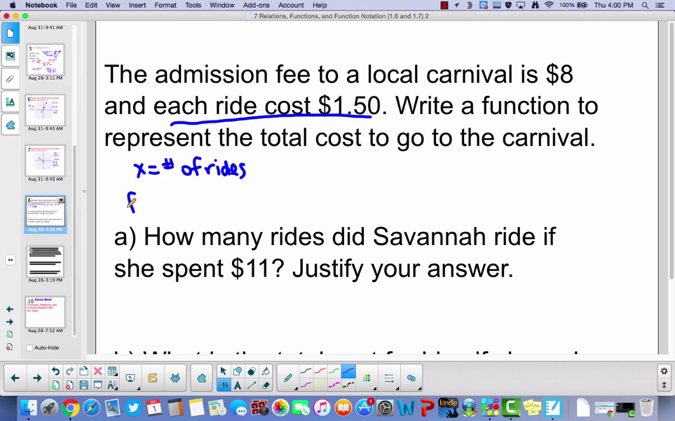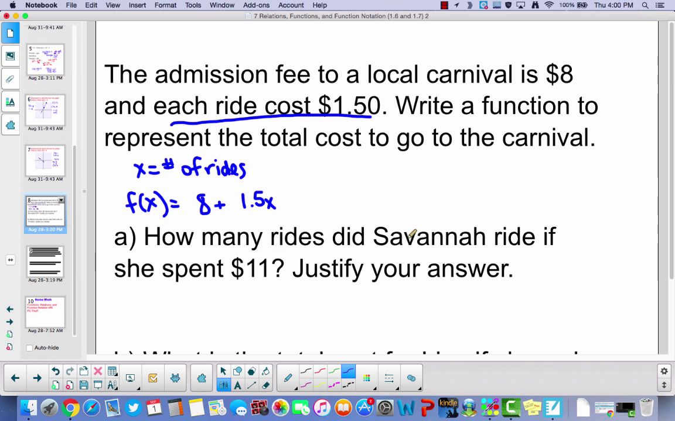f of x says each ride, the admission fee is $8. So every time I walk in the door, I have to pay $8. And then each ride costs $1.50. If I rode 2 rides, I'd take 2 times $1.50. 3 rides, 3 times $1.50. I don't know, so I take $1.50 times the number of rides. That is my function. f of x equals 8 plus 1.5x.